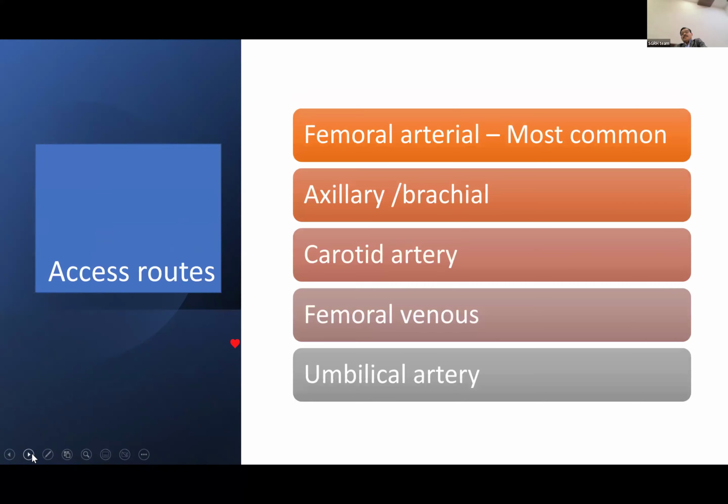This is really interesting. How can you approach a coarct segment? Most commonly, we use the femoral artery. Then the other routes are axillary or brachial artery, then carotid artery, femoral vein, and umbilical artery. I will go through these routes one by one, and let's see what the relative advantages and disadvantages are.